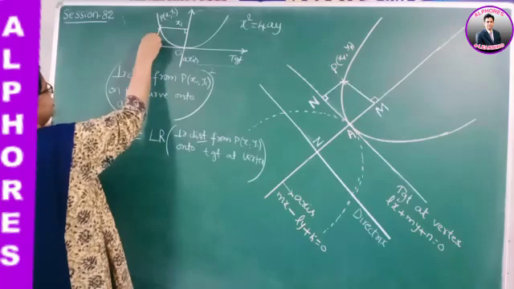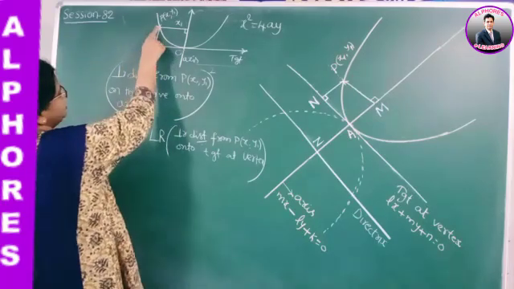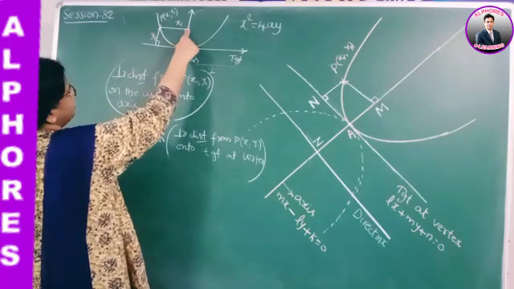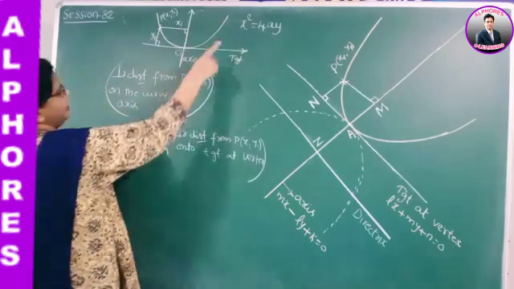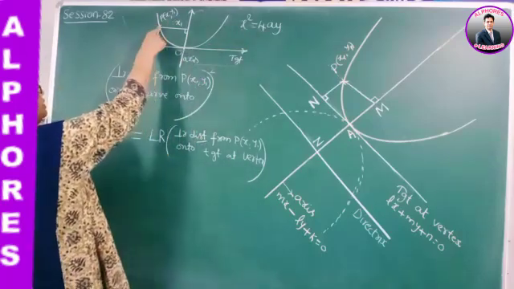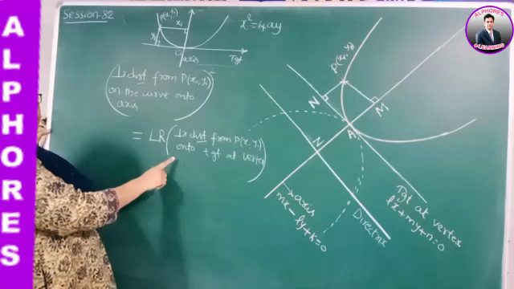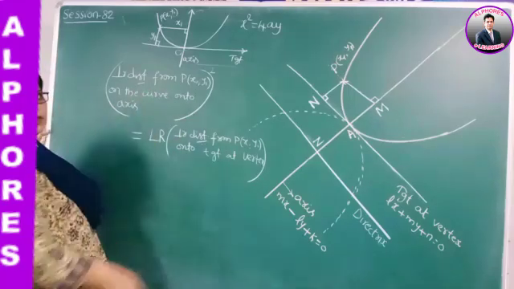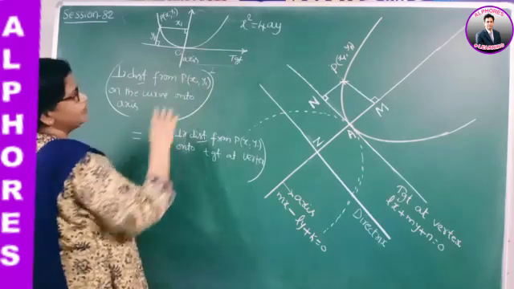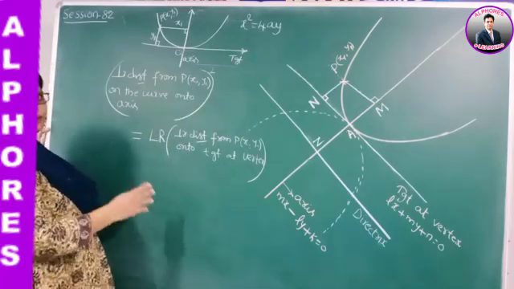This is y1. So students, you can observe the perpendicular distance from P onto the axis, whole square, that is x square, is equal to the latus rectum into the perpendicular distance from P onto the tangent at vertex. That means that kind of concept is applicable for any kind of parabola, either it is y square is 4ax or it is x square equal to 4ay.